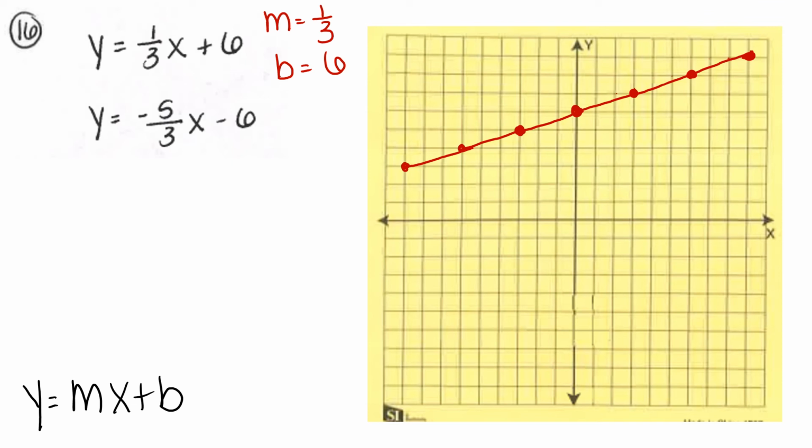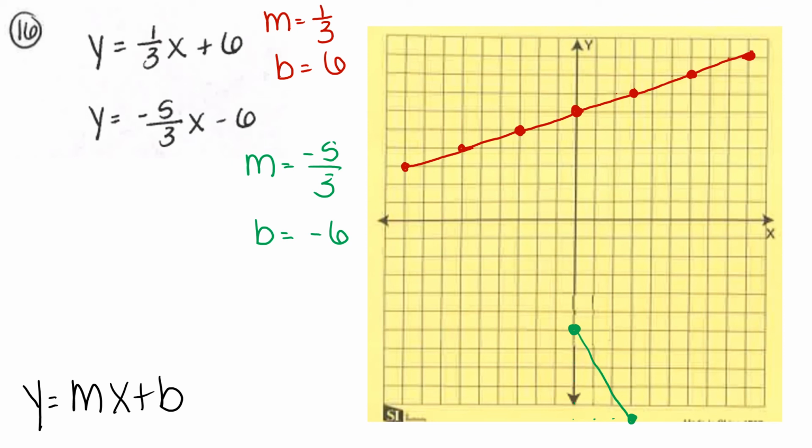For our second equation, we pull out the m value, which is the negative 5/3, and the b value, which is the minus 6. Starting at 0, we go down to negative 6 and put our point. We graph our negative 5/3 by going down. Down is negative. It goes off the graph slightly, but that is okay. Connecting our dots to make a straight line.